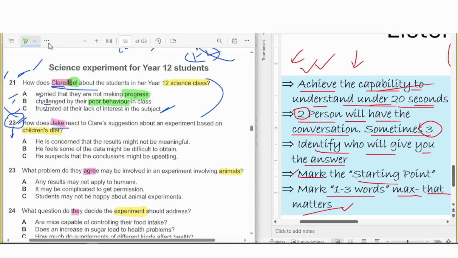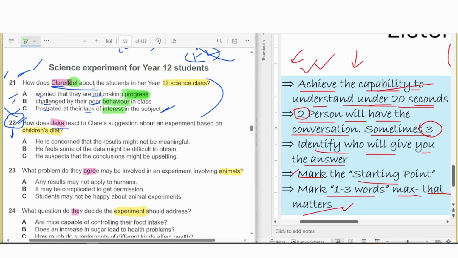Let me show you one thing. Look at it: they are not making progress, poor, lack. All of the things are negative here. So you can just ignore this negativity and say, okay, I'm going to look for progress, I'm going to look for behavior, I'm going to look for interest. Done. These are the three things you are looking for.